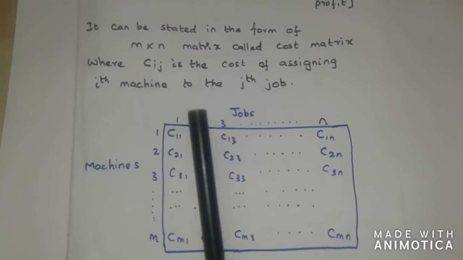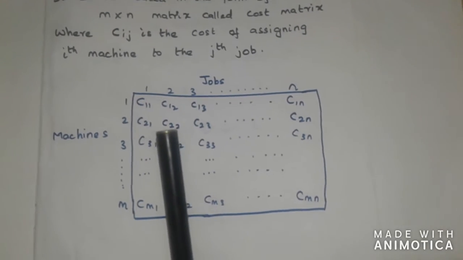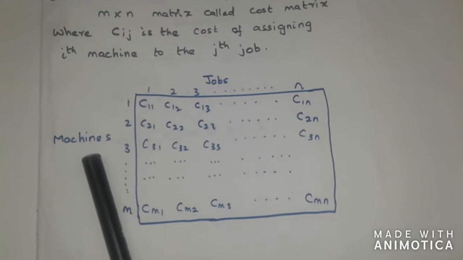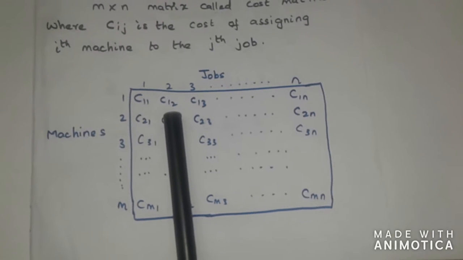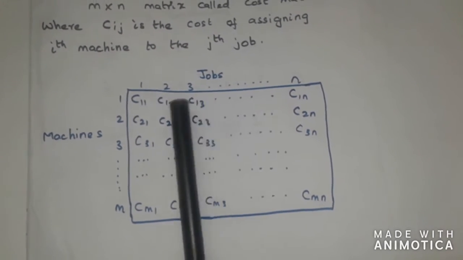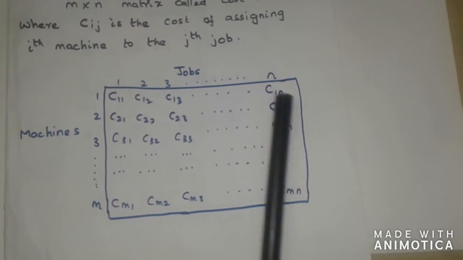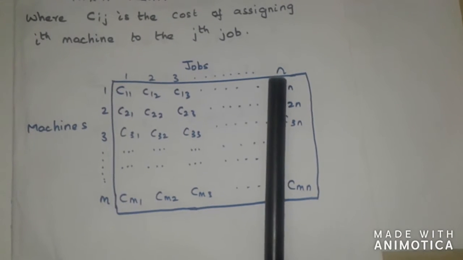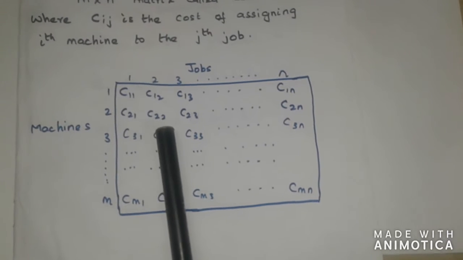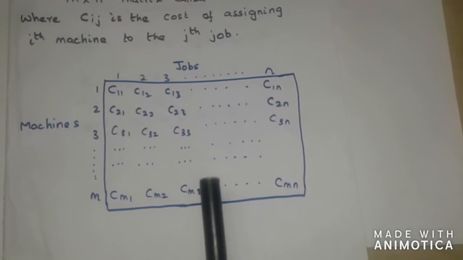The assignment problem can be stated in the form of an M cross N matrix called the cost matrix, where Cij is the cost of assigning the ith machine to the jth job. For example, in this matrix, C11 is the cost of assigning the first machine to the first job, C12 is the cost of assigning the first machine to the second job, C13 the first machine to the third job, and C1n the first machine to the nth job. Similarly, Cm1 is the cost of assigning the mth machine to the first job, Cm2 is the cost of assigning the mth machine to the second job, and it goes on.